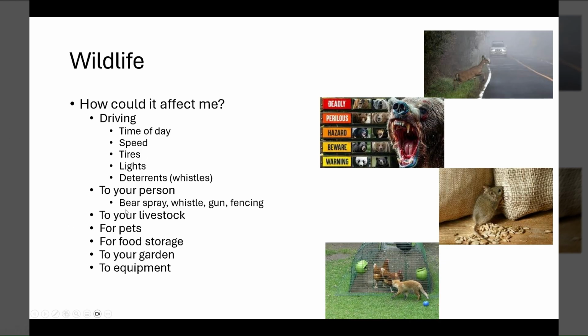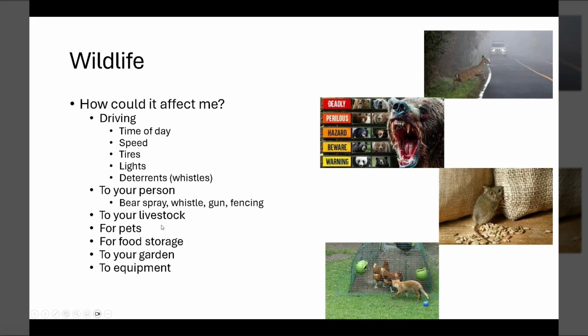To your person, right? Well, you could carry bear spray. If there's a higher risk of bears, if one of the neighbors calls and says, hey, there's a bear we just saw by your property, maybe I'll carry bear spray on me. I always have a whistle on me. Make some noise. Let it know I'm there. Scare it off. You might need a gun. Maybe larger fencing or more robust fencing on certain areas to try and keep them out or keep them away from things.